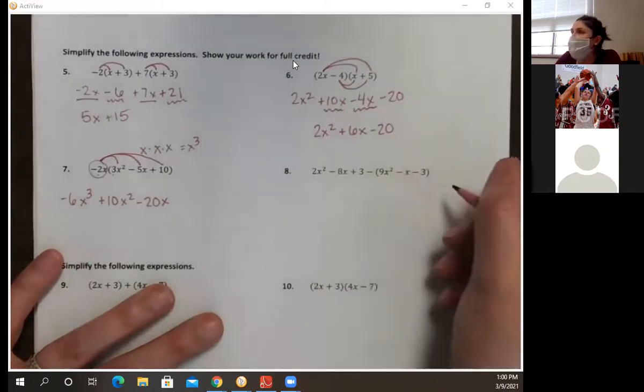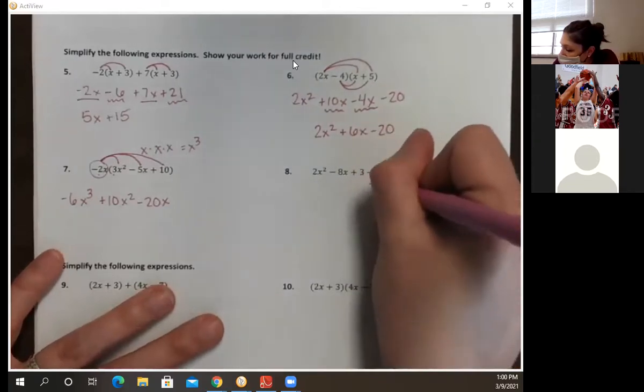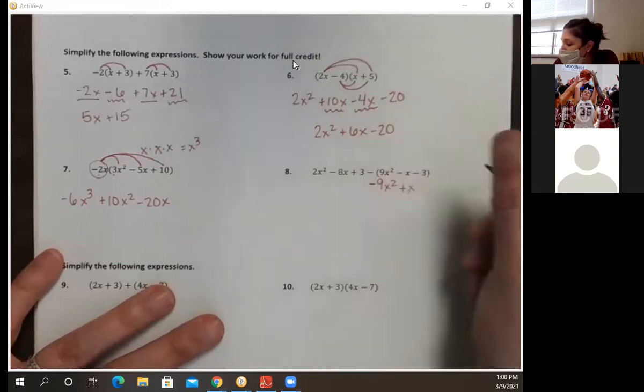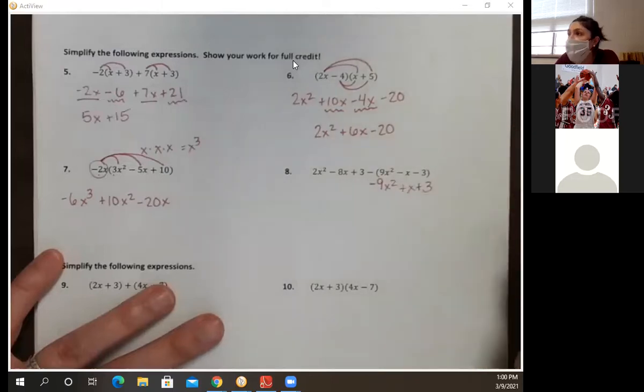So when I subtract, that means all of these signs should change. So I'm going to go ahead and write that right now. So minus 9x squared, and then minus negative x would be plus x, minus negative 3 would be plus 3. So I'm going to go ahead and change those signs right now. That way when I combine my like terms, I don't have any sign errors.